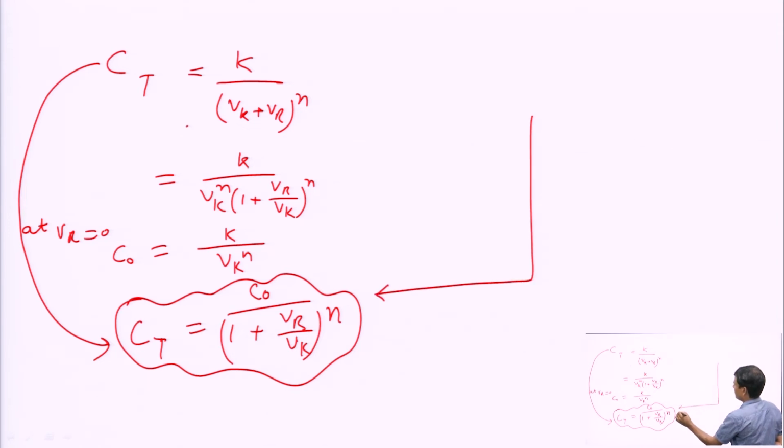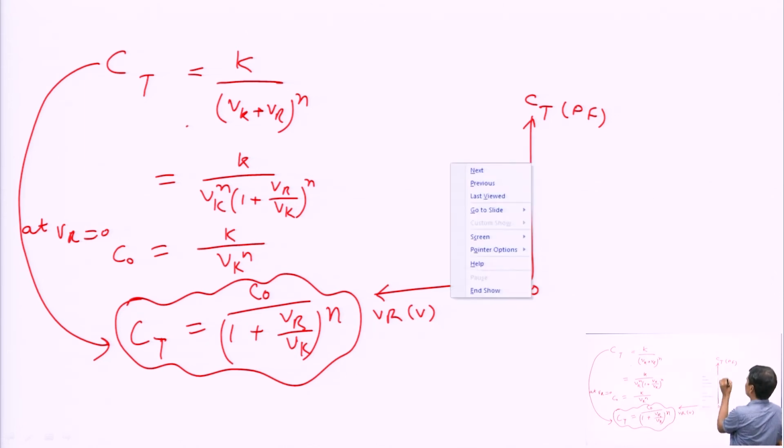Transition capacitance. Here the y axis is the reverse voltage, in volts, and this is the transition capacitance, in picofarad, and this is 0. At reverse voltage 0, the value of capacitance is C naught. This is the C naught.